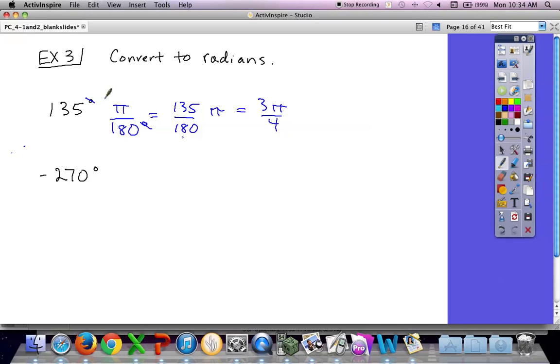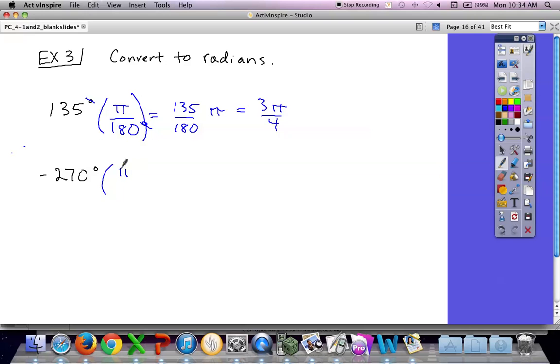So this is the factor, pi over 180. It's in the denominator. Would you expect the 180s in the numerator? If it's not in the numerator, where is it going to be? Right. Okay, what about this one?